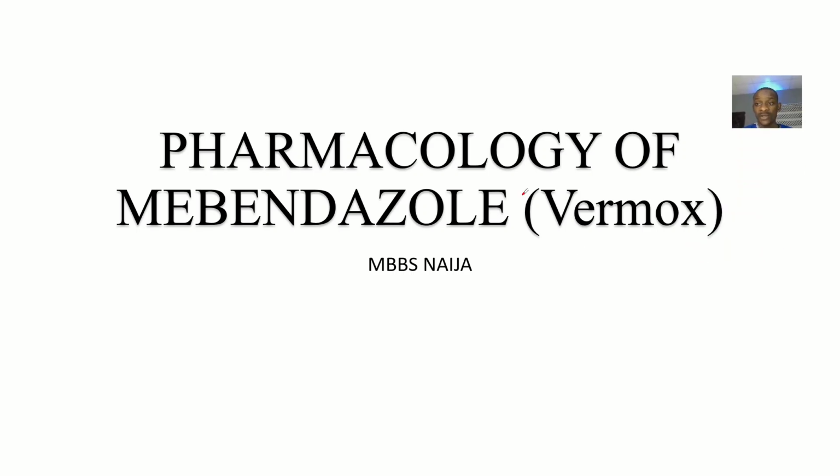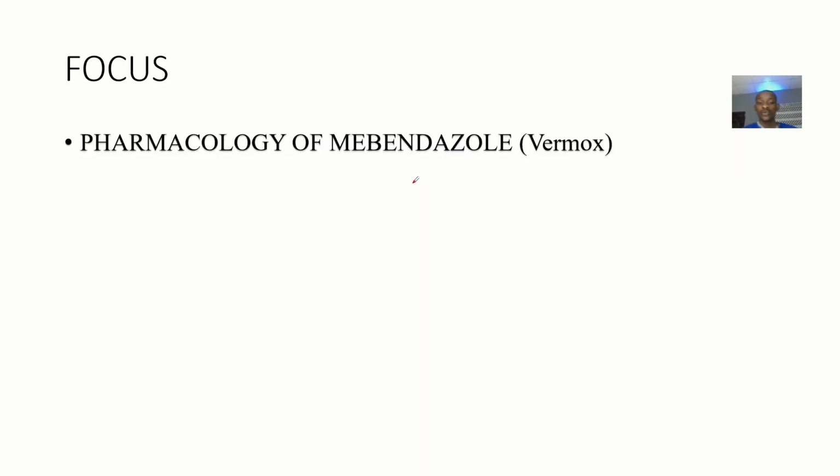Let's quickly look at the pharmacology of another drug, also known as mebendazole. Mebendazole is sold under various brand names, but one of the most popular brand names is Vermox. Looking at the pharmacology of this drug, we will be focusing on its uses: which organisms does this drug actually have an effect against?